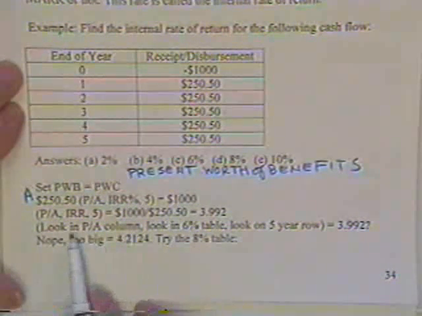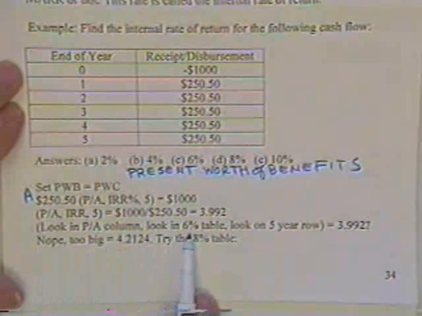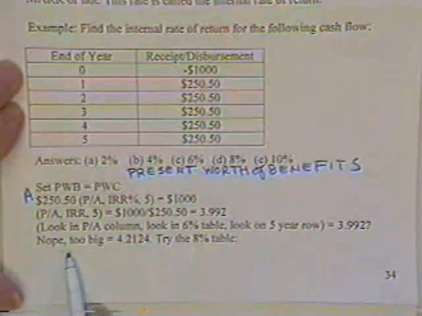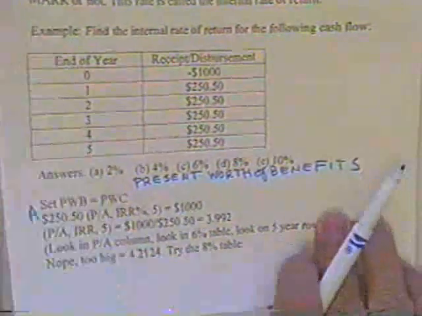So if you go look in the P over A column and look in the 6% table and look on the 5-year row, do you find 3.992 in the 6% table? No, I don't. It's too big. Try the 8% table.